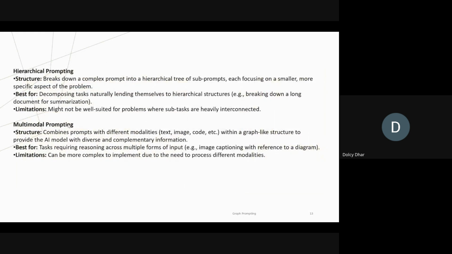There's another form of prompting that I wanted to mention here, which is known as multimodal prompting. That can also be incorporated in graph prompting, where you leverage text, image, code, and different types of data which is readily available, and arrange them in a graph like structure. Then ask the LLM to generate a response depending on what your question is. Suppose image captioning, or diagnosis based on medical images plus text plus blood tests and so on.